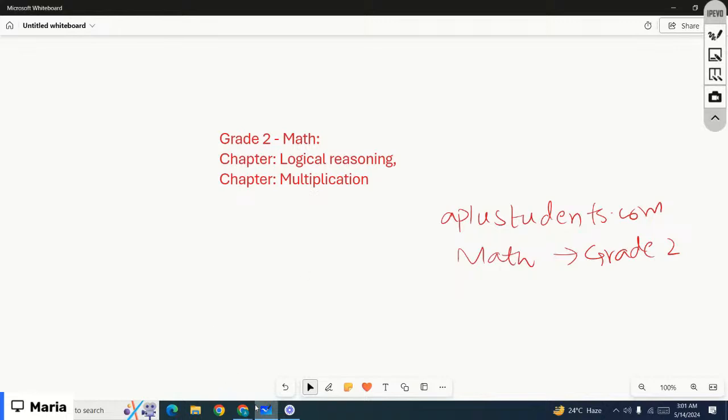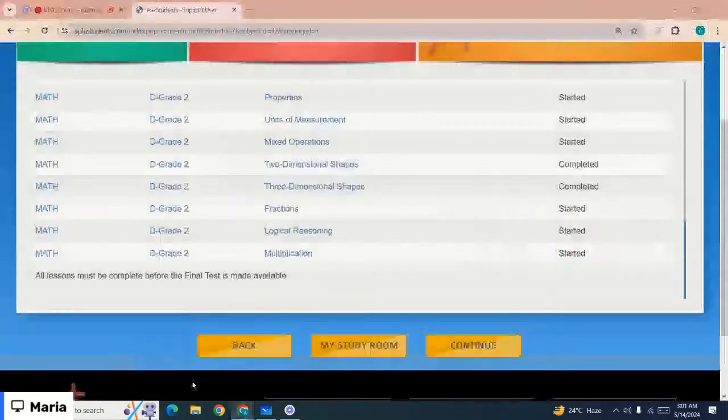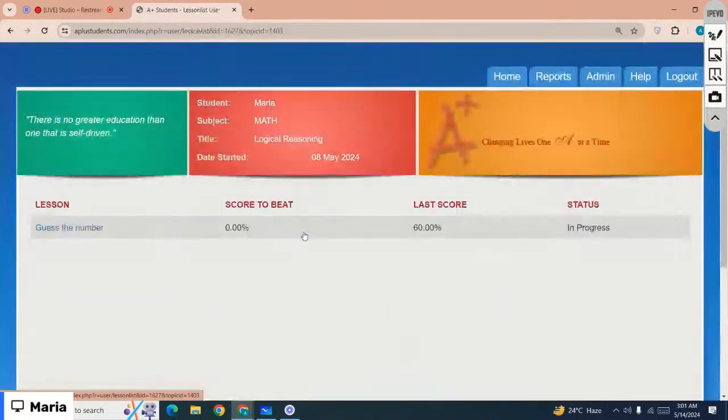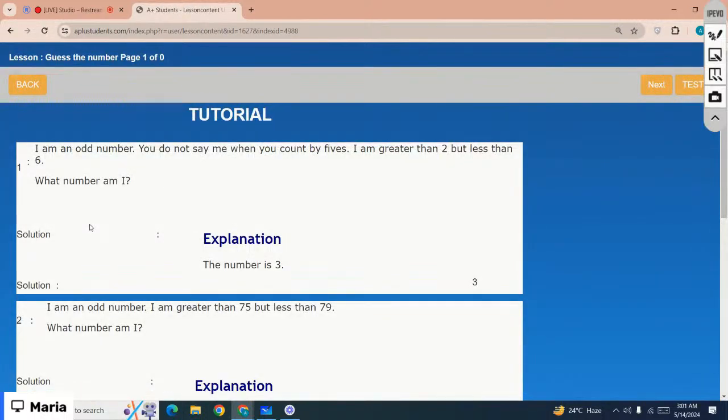Okay, so here I'm on grade 2 math. The chapter we are on right now, we're going to start with is logical reasoning. Let's just start with each chapter. Logical reasoning. So here we have the lesson that is guess the number. So let's just start with the lesson guess the number. Okay, so let's just start with the question.